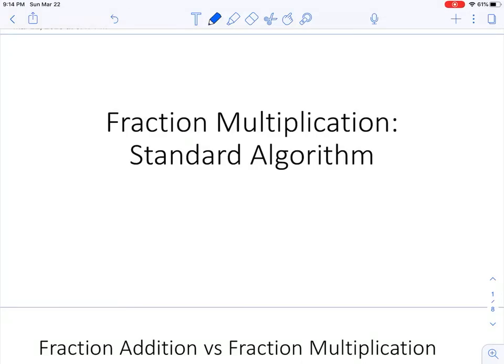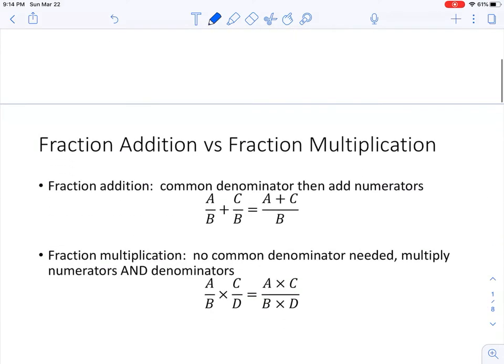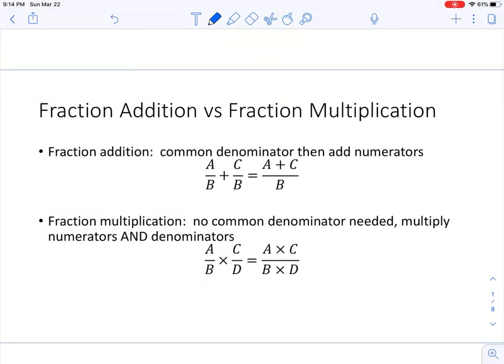We're going to look at fraction multiplication and the standard algorithm for computing a product. To begin with, let's recall the fraction addition standard algorithm and then compare it to the fraction multiplication algorithm and see where people sometimes make mistakes. With fraction addition, we had to have a common denominator and then add the numerators.